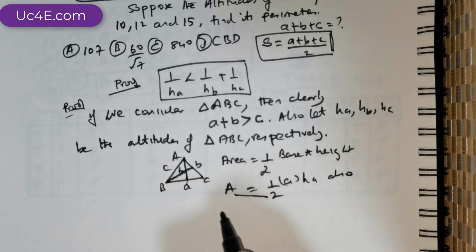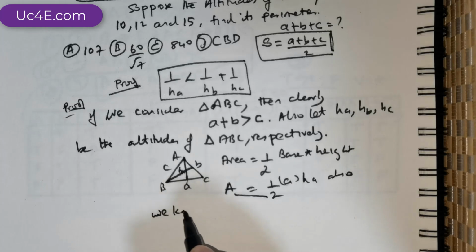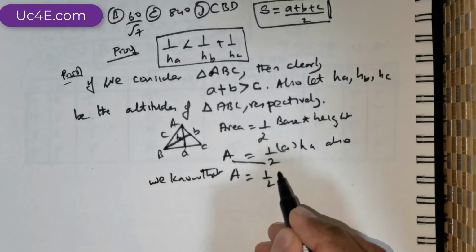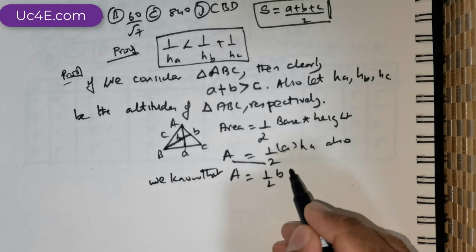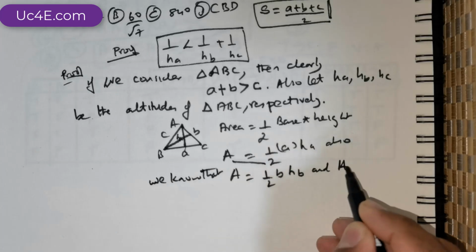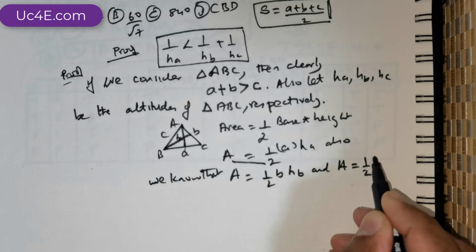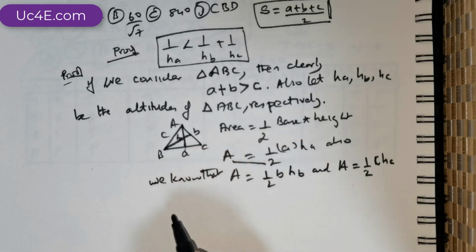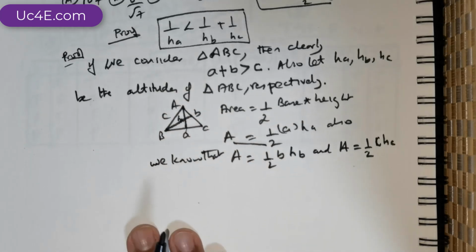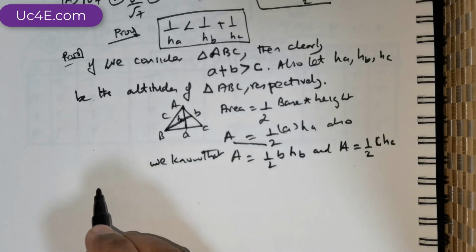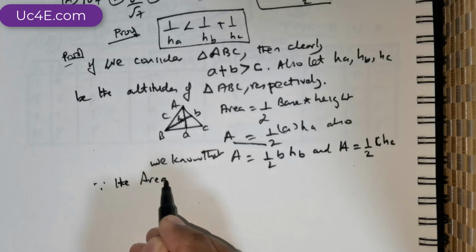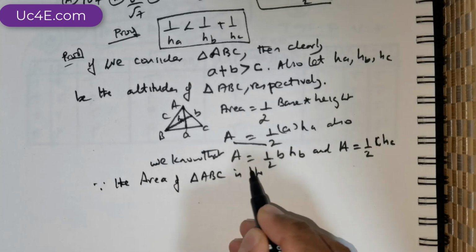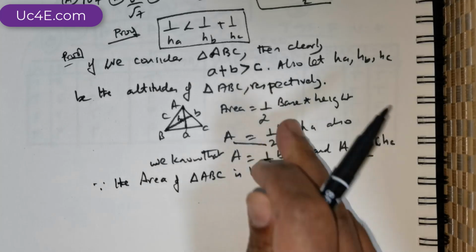Also, we know that A is equal to half times b times hb, and A is equal to half times c times hc. So we know this, right? No matter how you take it, the area of the triangle is going to be equal. So since the area of triangle ABC is the same, all of these things would be equal.